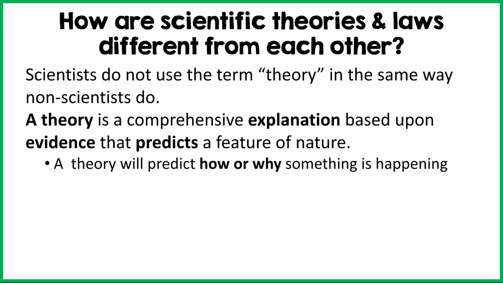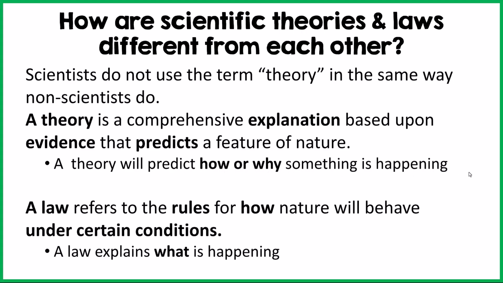So a scientific theory is a comprehensive explanation based upon evidence that predicts a feature of nature. The evidence is from results of past experiments. And we generally say that a scientific theory predicts how or why something is happening. A scientific law, on the other hand, refers to the rules for how nature will behave under certain conditions. For example, the law of gravity explains how an object will fall when it's released from a specific height. So a law generally explains what is happening, and a theory explains why or how that is occurring.